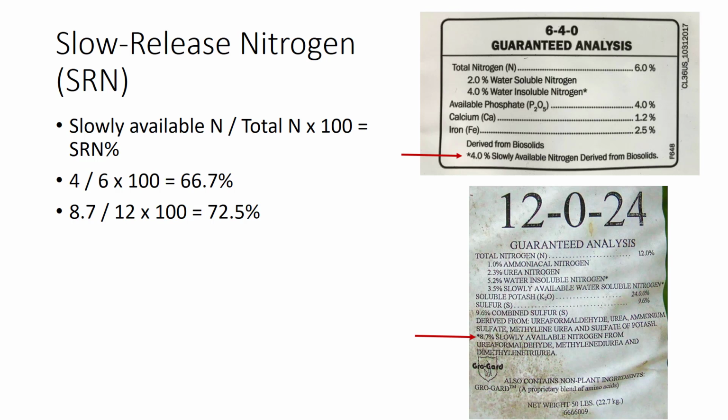In order to calculate the percentage of slow-release nitrogen, divide the slowly available nitrogen by the total nitrogen and multiply it by 100%. For the top example, 4% is listed as being slowly available, and the total nitrogen is 6%. So the slow-release nitrogen would be 66.7%. For the second example, the slow-release nitrogen is even higher, at 72.5%. Don't let the examples fool you because many fertilizers have very low percentage of slow-release nitrogen.